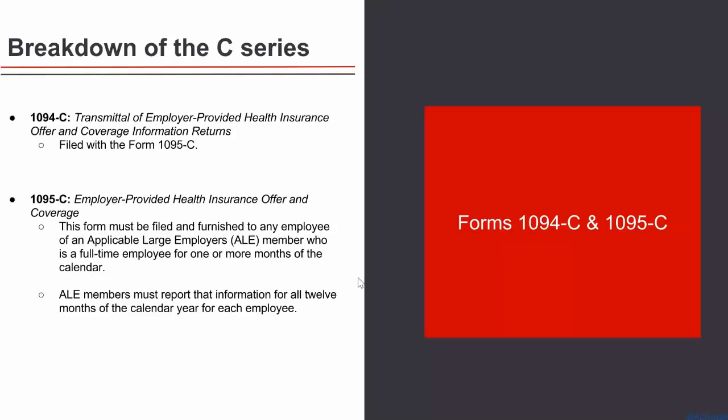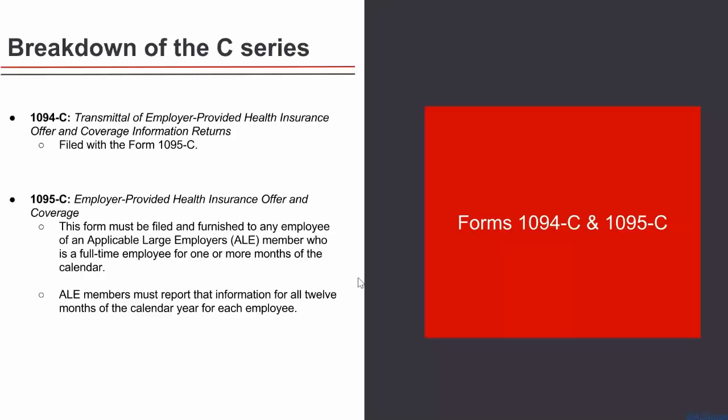But as for the C series, there are two parts to it. The first is the 1094C, which is titled The Transmittal of the Employer-Provided Health Insurance Offer and Coverage Information Returns, which is quite the mouthful. But it is basically just a transmittal form that is to be filed for each EIN in conjunction with an employer's 1095Cs. And the 1095Cs are forms that must be filed by an ALE member to each of its full-time employees or full-time equivalent employees.